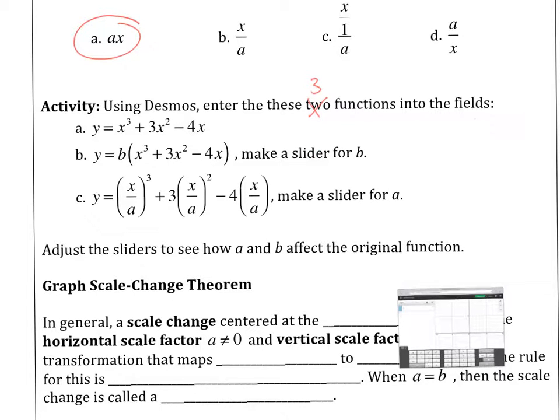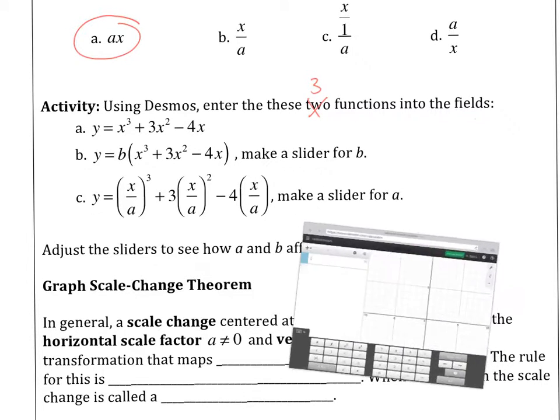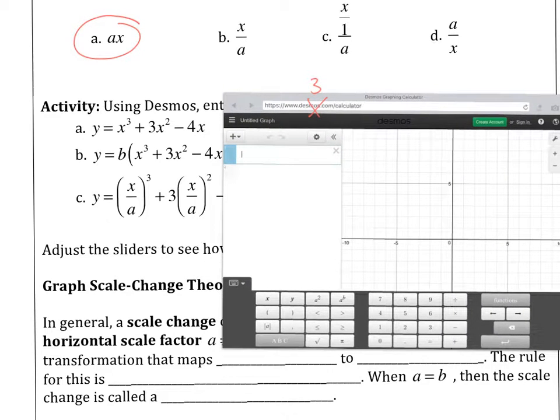If you forget how to do that, let's go ahead and walk through this using Desmos. So I'm going to start entering things in here. There's my first function, and continue on adding things here. Now I've added a b in the very front, and then I added a slider to that.